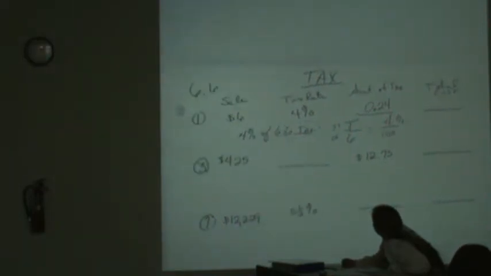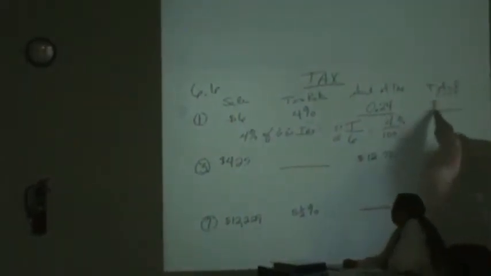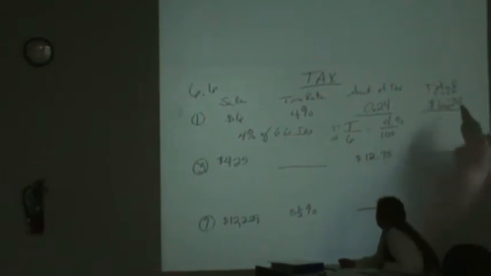So you're still just doing the proportions? Yeah, except it's more of an application of real life stuff. Okay, what's the total cost? If you sell with $6, you have 24 cents tax. $6.24.